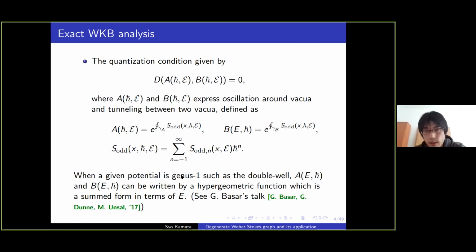One of the important points is that in the genus one case, like the double well potential, this can be expressed by a hypergeometric function. To get the higher order A or B, we use derivatives with respect to E acting on the hypergeometric function, so we can get some form in terms of E for each order of h bar. This topic was covered in the previous talk, and it's also discussed in this paper.